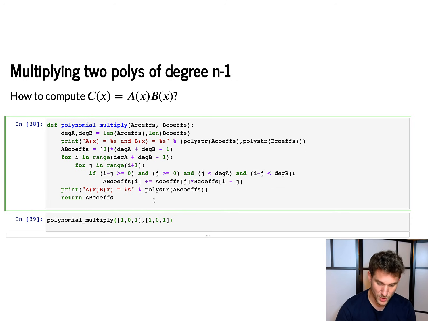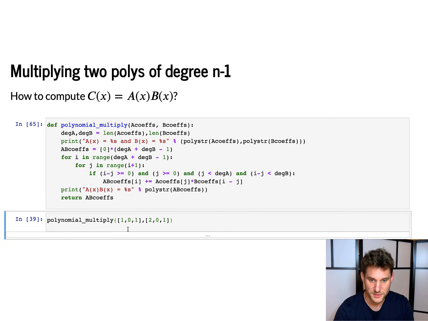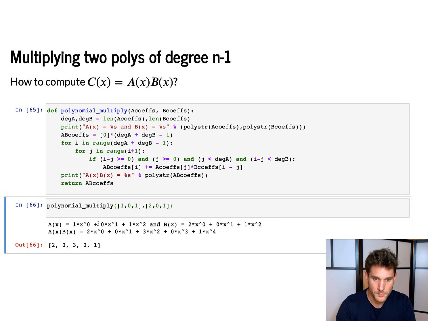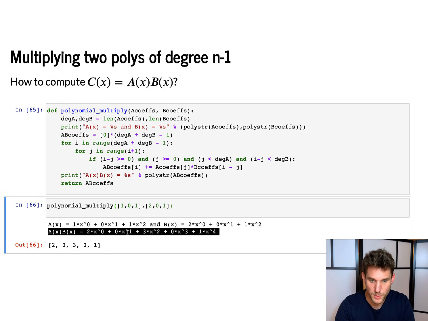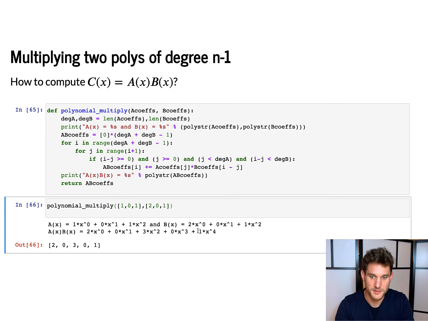So if I try this code on an example, here's 1 plus x squared, and this is 2 plus x squared, and I run this code. The product of these two polynomials ends up being 2 plus 3x squared plus x to the fourth, and these are the coefficients of the product. But this algorithm for multiplying two polynomials of degree n minus 1 still took on the order of n squared to compute that.